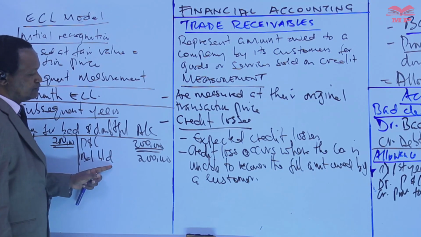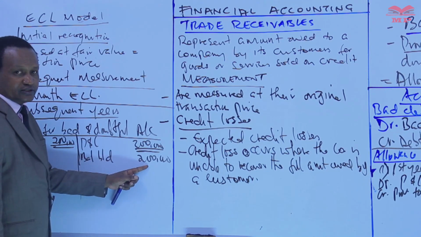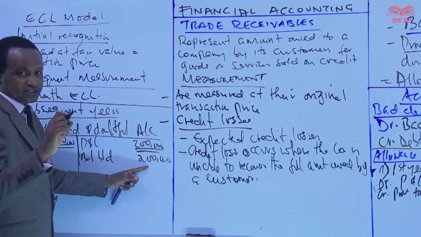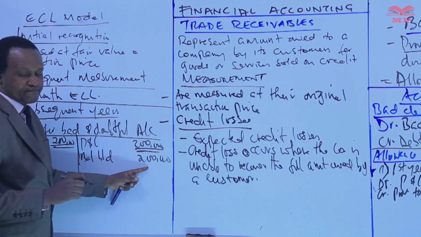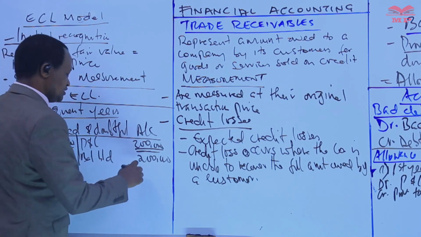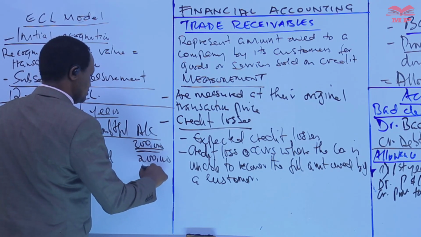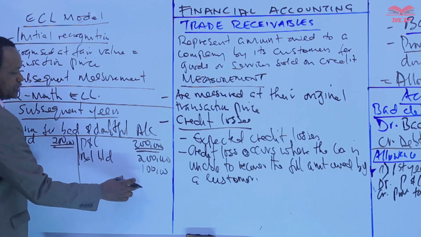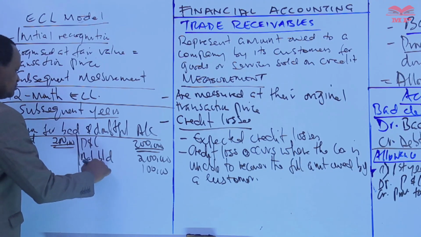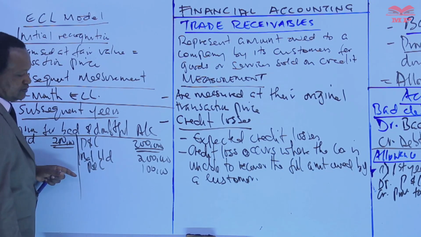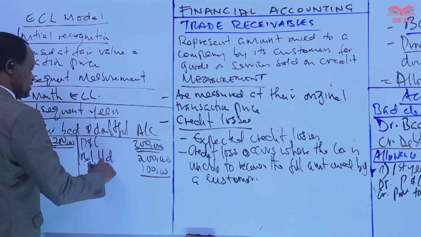Now, assuming that this provision increases, if the provision increases, then we have to credit this provision. If it increases by, say, 100, so you have to credit P&L because it has a credit balance. So that's what you do if it increases. This is an increase.